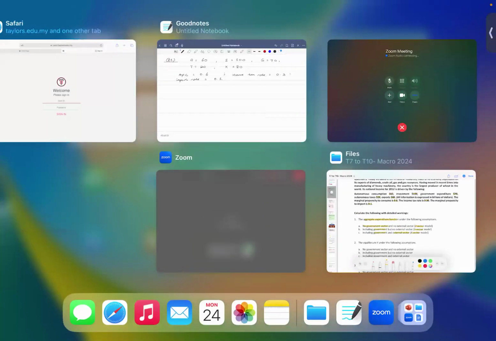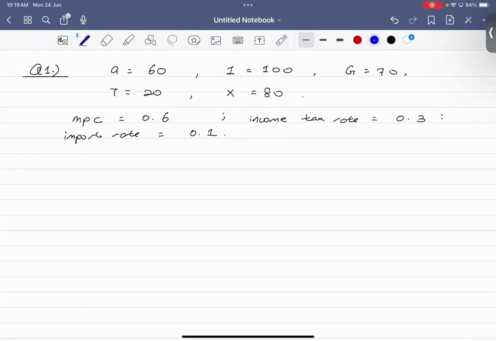So this is how you write. First of all, question 1A. Question 1, they ask you to calculate aggregate expenditure. First one, you need to calculate the two-sector. Two-sector is what we learned in the previous lesson. So your aggregate expenditure equals consumption plus investments. That's what we learned last week.